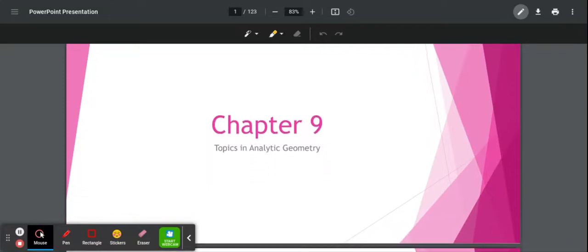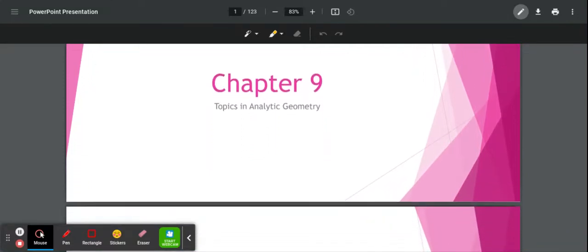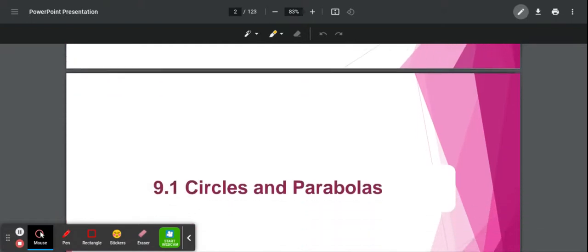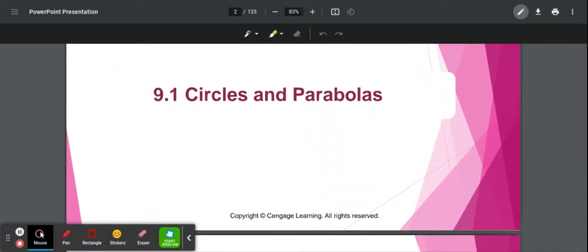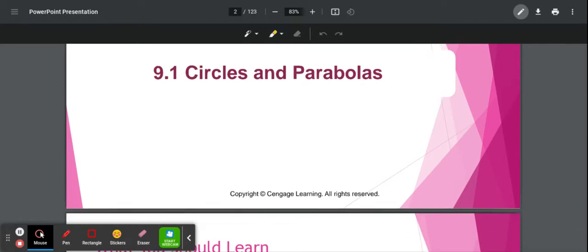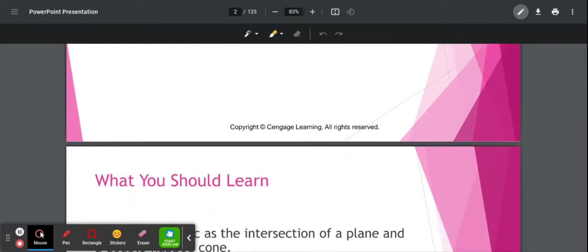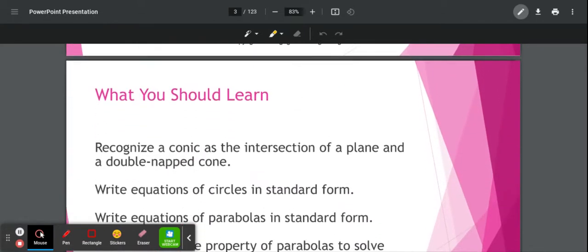All right, Chapter 9, Topics in Analytic Geometry. So the first thing that we're going to talk about is the circles and the parabolas. These are your conic sections. I know that you guys have done these last year, so we're going to get back into that and maybe add a little bit to that this year.